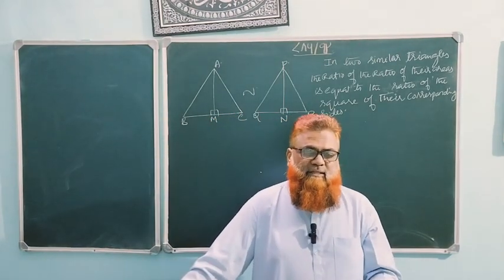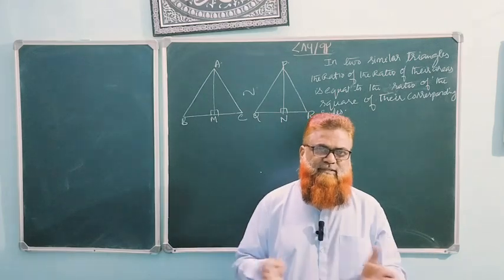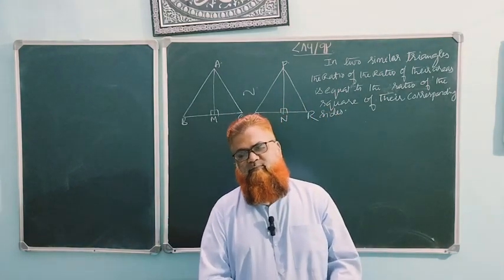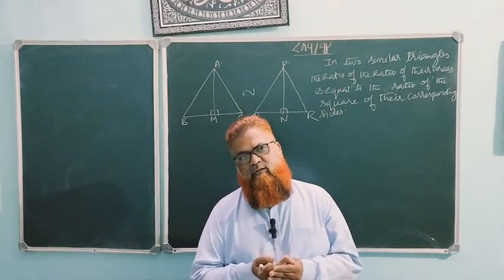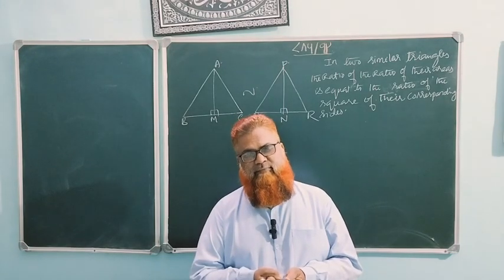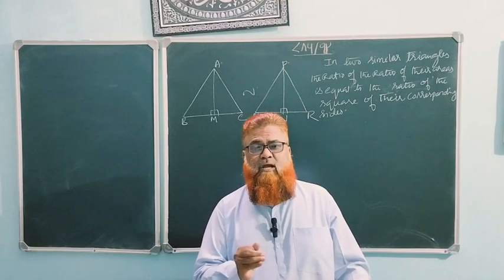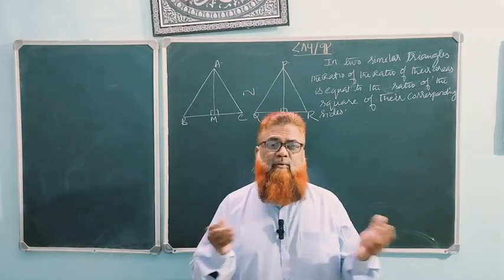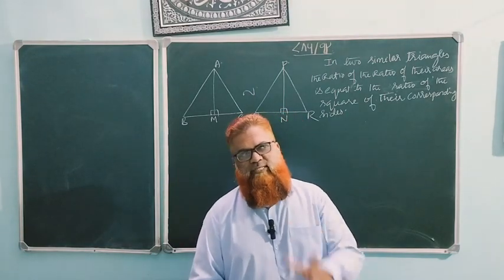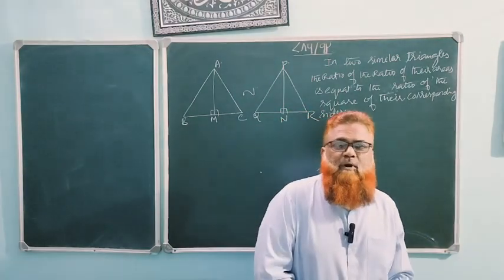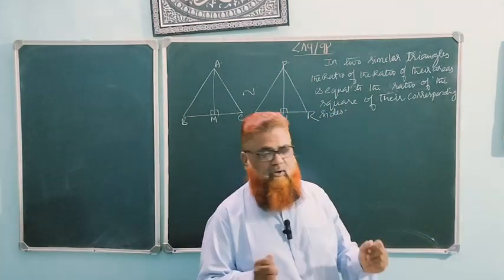Let us first understand the theorem phase-wise. First, what the statement says, number one. The next, what is given. The next, what is to be proved. The next, what we require for the proof. First, let us understand what the statement says.